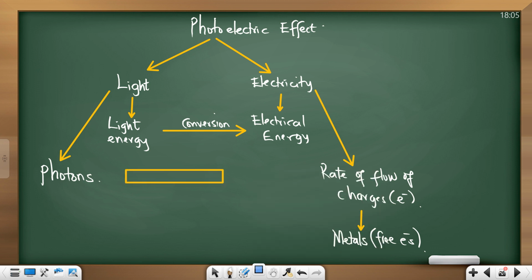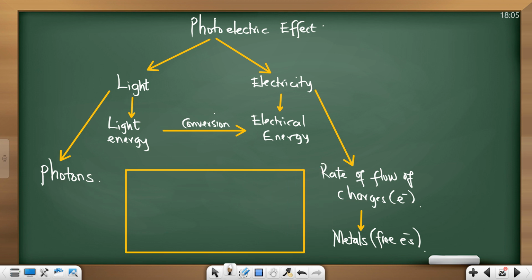Very important, 2 marks again. Light can behave as a particle and a wave. So photoelectric effect explains that light can act as a particle. This reveals the particle nature of light. Photoelectric effect explains that light can act as a particle.